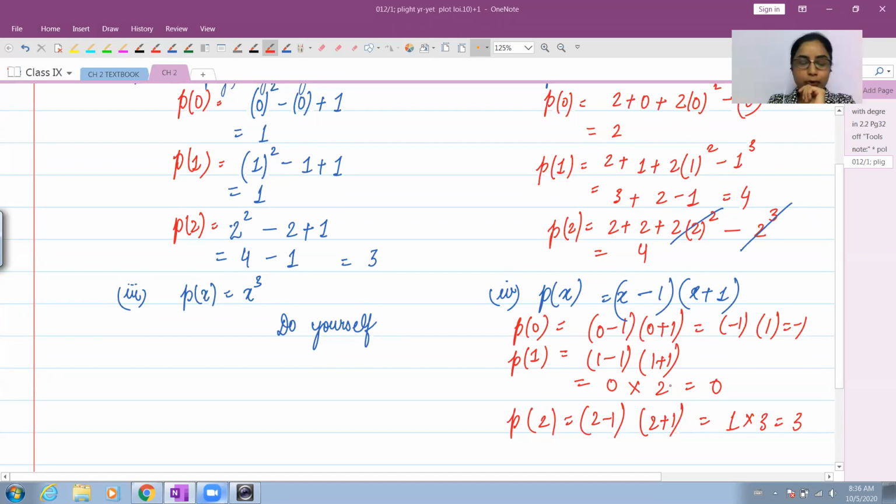Beta, you have your polynomial given in the form of product of two linear polynomials. The polynomial that is given to you is a product of two linear polynomials. In brackets you have x minus 1 and x plus 1. You don't need to go ahead and simplify your polynomial. You can directly use the values as such in all the parts of your polynomial.